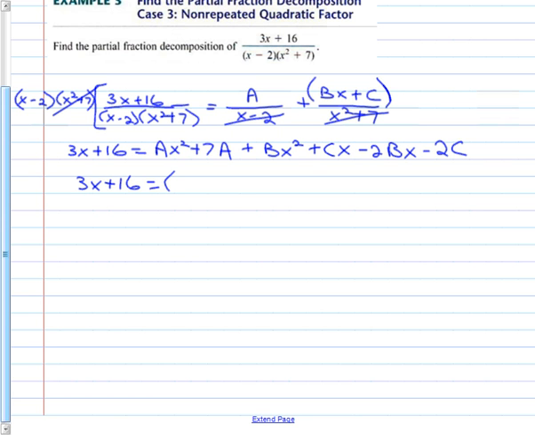I'm going to start with my x squared term. A, what do we have? A plus b. That's my x squared. My x's: c minus 2b. And my constants, what will they be? I forgot to write my x there. 7a minus 2c. They have no x's. They're just the constants.